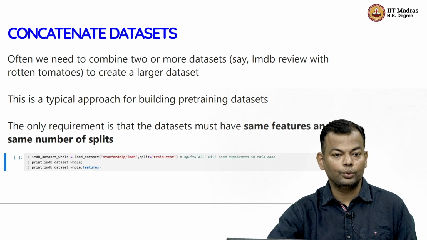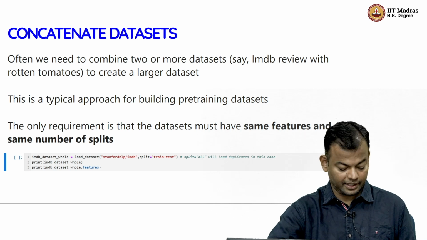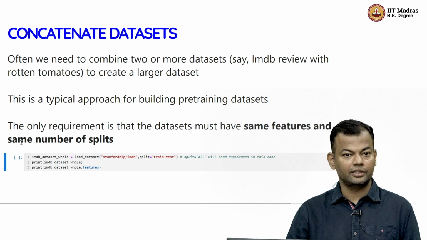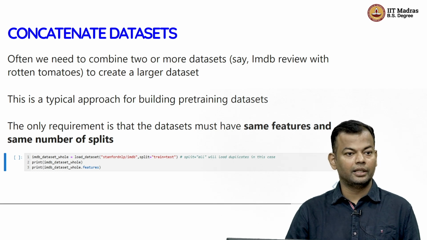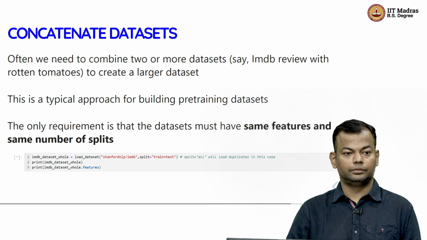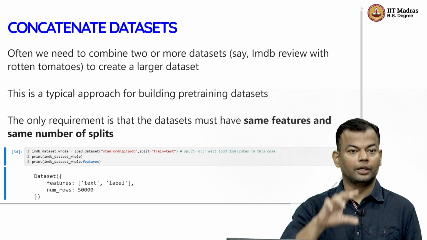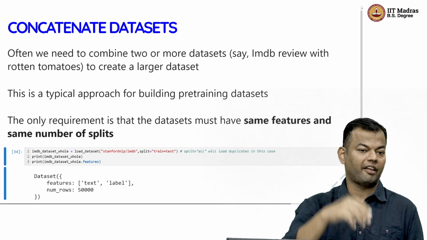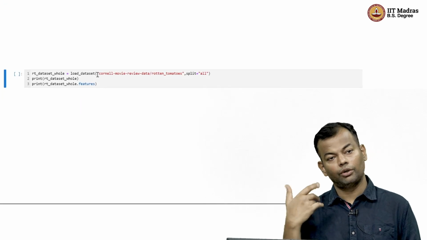So now we are going to load different data sets and then try to concatenate them. So we are loading the whole of the IMDb dataset, merging the train and test splits and creating one single dataset. I'm also printing the features. Yeah. So I've loaded the IMDb dataset, which contains 50,000 rows now because I have merged the train and test splits. Now similarly, I'm going to load the Rotten Tomatoes dataset.